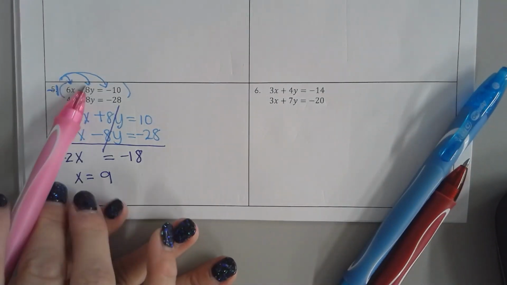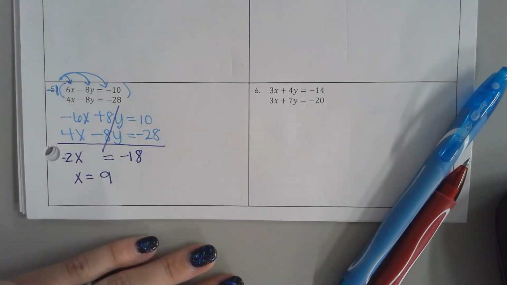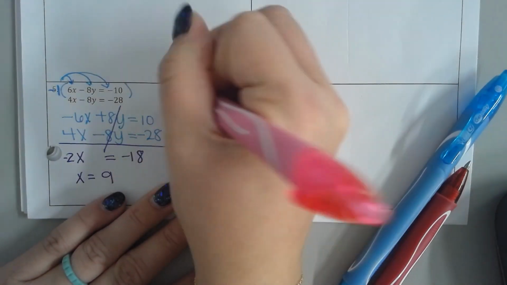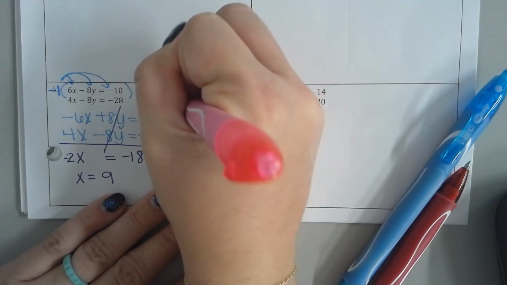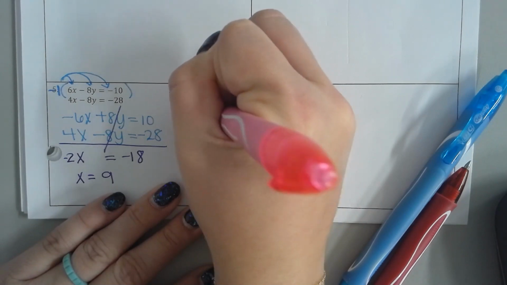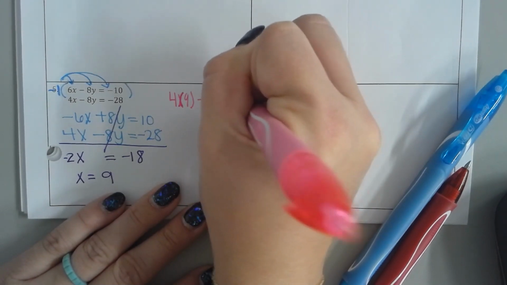Good. Which equation do you like better, the top or bottom? Bottom. Okay. 4x, my x is 9, so 4 times 9 minus 8y equals negative 28.